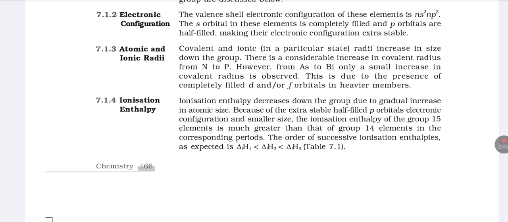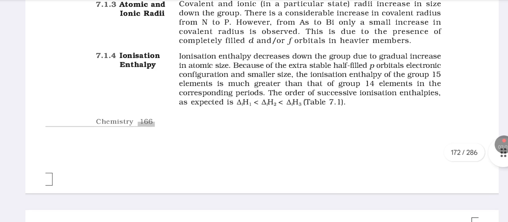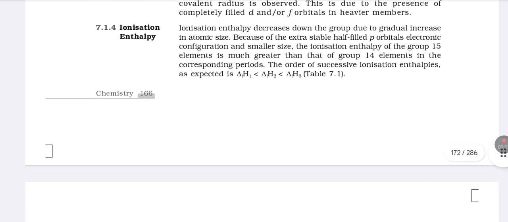There is a considerable increase in covalent radius from N to P. However, from arsenic to bismuth, only a small increase in covalent radius is observed. This is due to the presence of completely filled d and or f orbitals in heavier members.